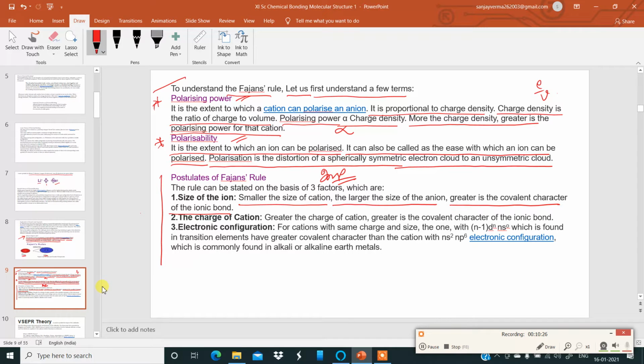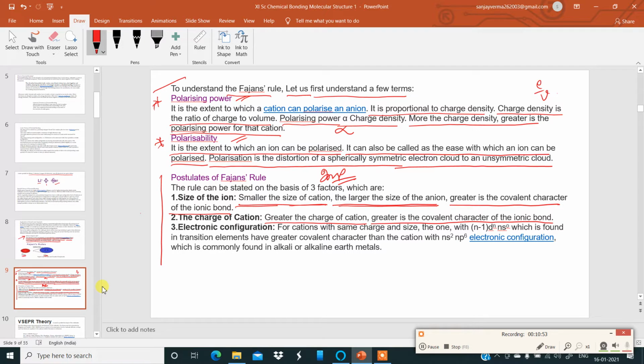Though the bond is ionic, the covalent character will be greater if the size of the cation is small and the size of the anion is large, which means polarization is more. Then the charge of the cation. The greater the charge of the cation, the greater is the covalent character of the ionic bond. Again, if the charge is more, polarization will definitely be higher.